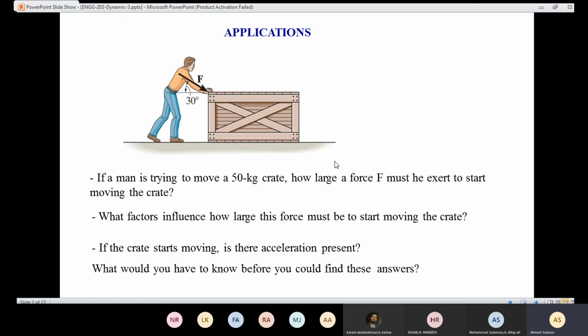So in order to have answers for all of this, we need to understand how to use the equation of motion. You may answer some questions with statics, but in order to answer all questions, we need today to use the equation of motion, so that we will be able to know all the answers.